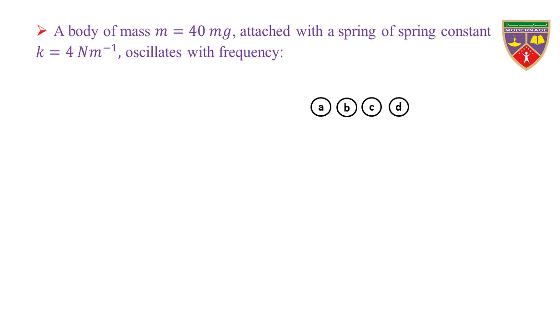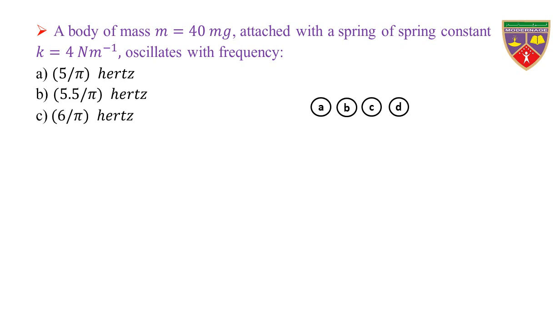A body of mass m is equal to 40 milligrams attached with a spring of spring constant k is equal to 4 Newton per meter oscillates with frequency: option A 5 divided by pi hertz, option B 5.5 divided by pi hertz, option C 6 divided by pi hertz, option D 6.5 divided by pi hertz.